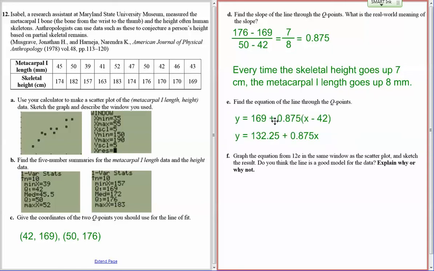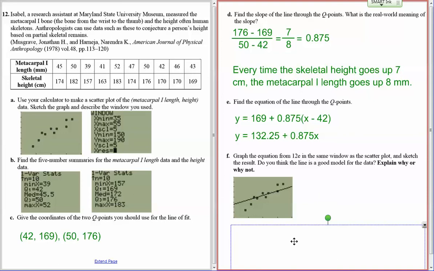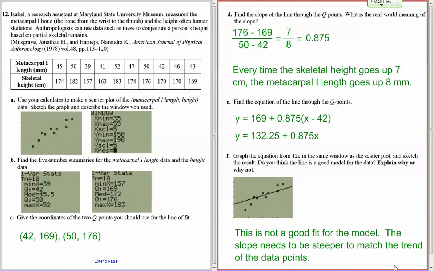Similar. I used the decimal for my equation, so I plugged it into point slope, and then I converted it into slope intercept or y-intercept. Then lastly, we were asked to graph it in the same window as our scatter plot. So I've done that. This is what I get. I don't like it. And that was the next question. So do we think the line is a good fit? Good model for the data? I don't think this is a good fit for the model. The slope needs to be steeper to match the trend of the data points. I think something like that would be a lot better.